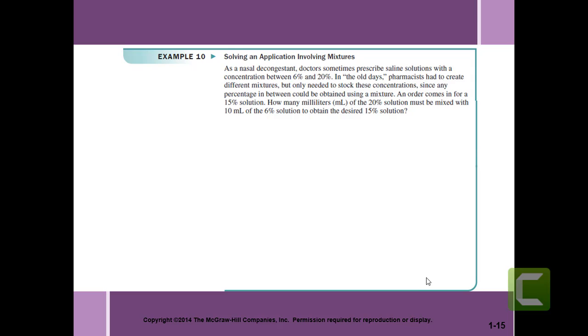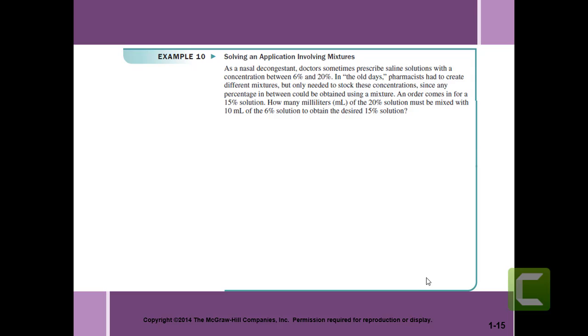How many milliliters of the 20% solution must be mixed with 10 milliliters of the 6% solution to obtain the desired 15% solution? Okay, so you're going to mix. What's going on here? They want a 15% solution.